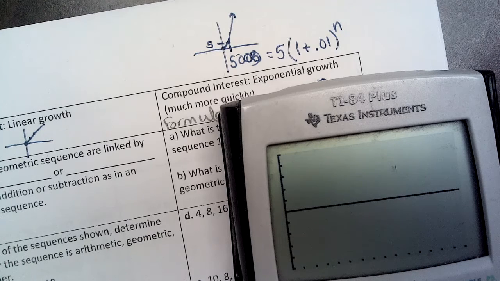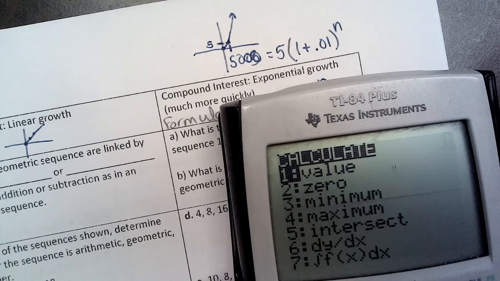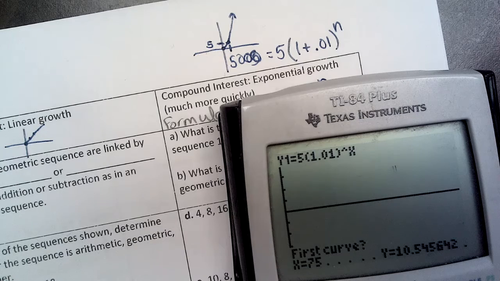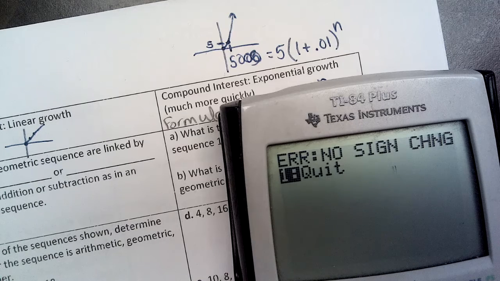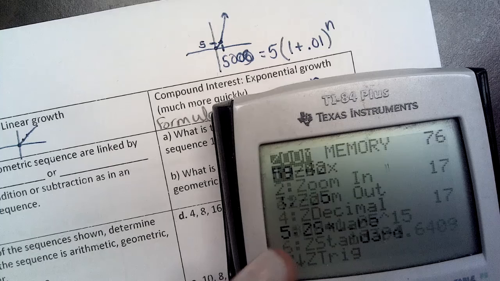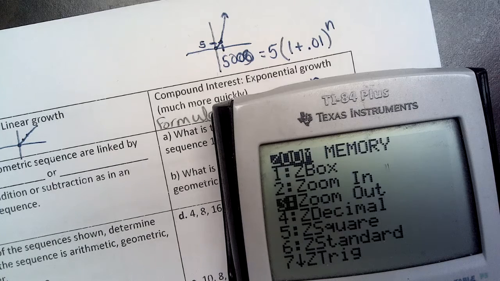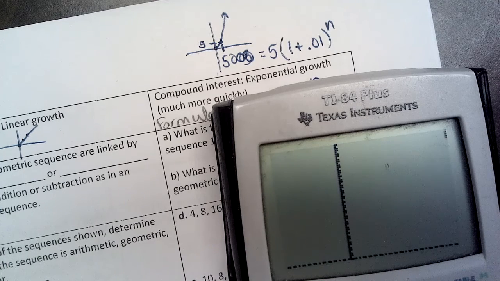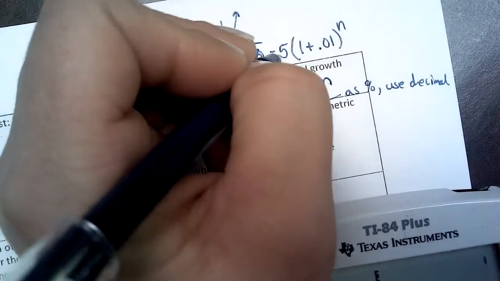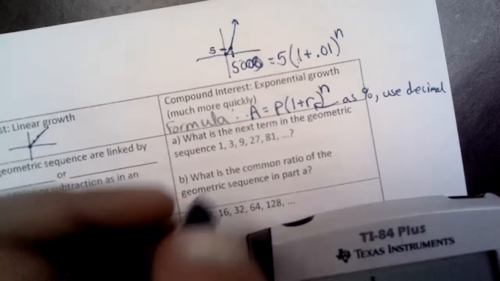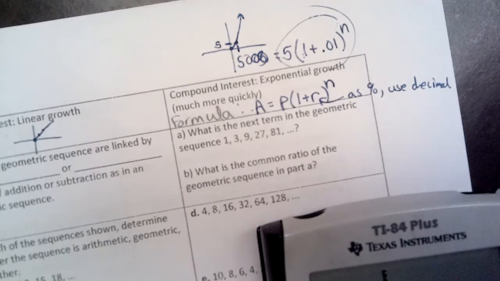All right, so second calculate. Let's see if we can find our intersection now. Hopefully it works this time. I just made this one up, so possibly there's something going on with my graph here, with my original that I made up. Because if there's 5 times 1.01 to the n power, there should be another graph on here, but it looks like somewhere I've made a mistake when I came up with this formula or this equation.